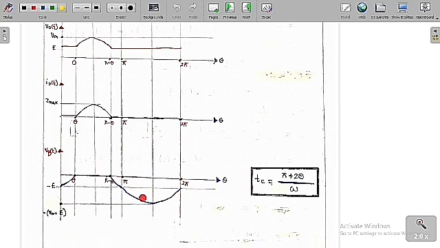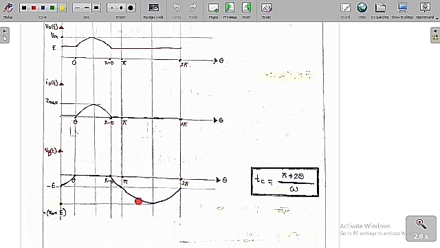So Vs of t minus E means, simply we can say, that at this peak value we are going to get Vs equal to minus Vm, and minus E. So minus of Vm minus E is equal to minus of Vm plus E. So this is the peak inverse voltage of the diode. Vm plus E is called the peak inverse voltage of the diode.